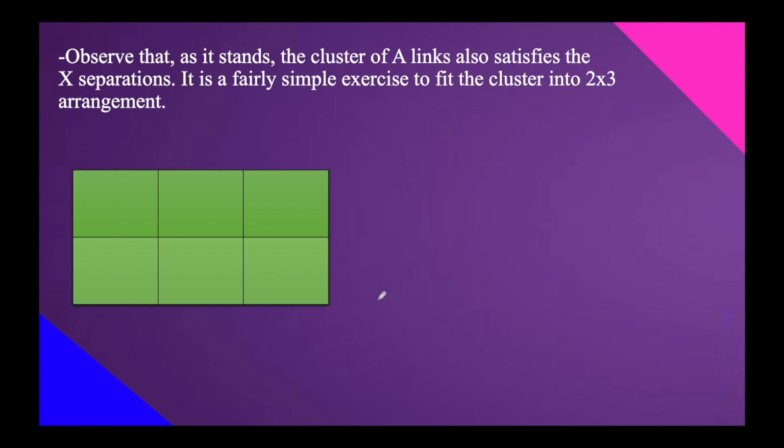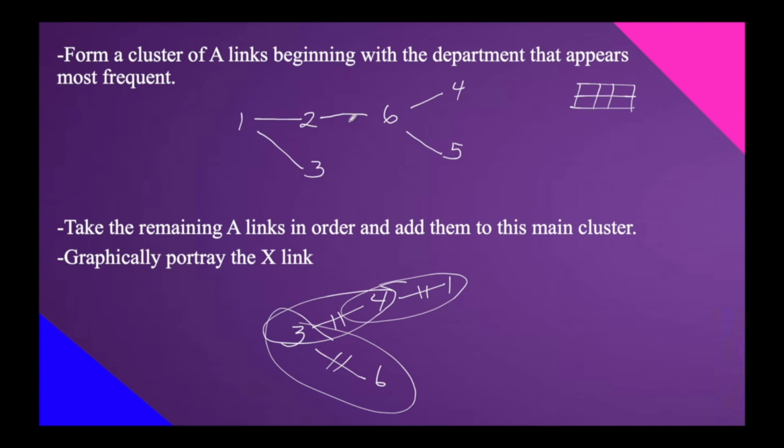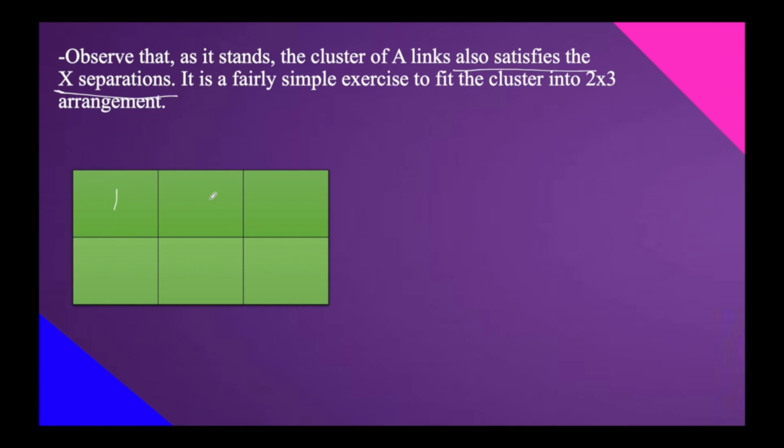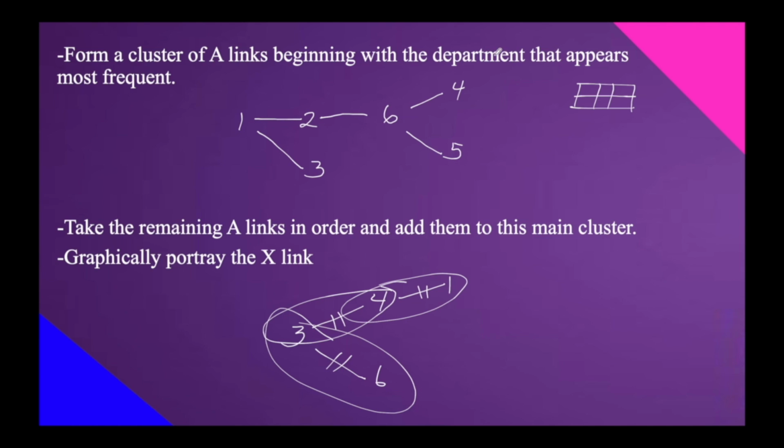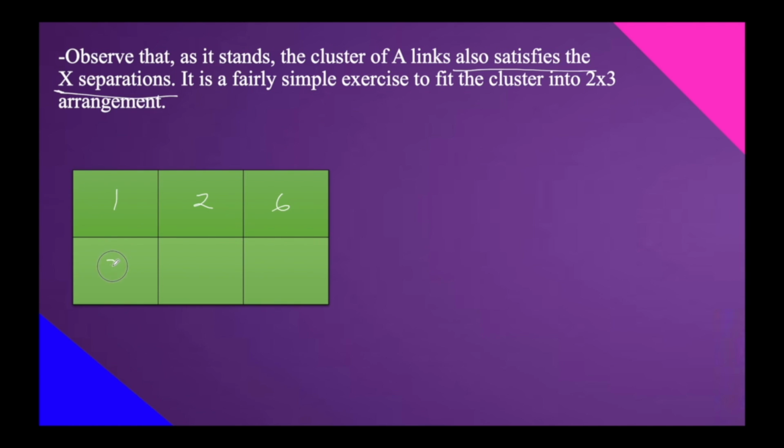Okay, so next natin, let's observe that as it stands, the cluster of A-links also satisfies the X separations. Nagtutugma na sila. It is a fairly simple exercise to fit the cluster into 2/3 arrangement. So, ano ang magiging itsura? That is 1, 2, 6 sa taas. Let's have it here. 1, 2, 6. And 3, 5, 4 sa baba. Okay, so 3, 5, and 4.